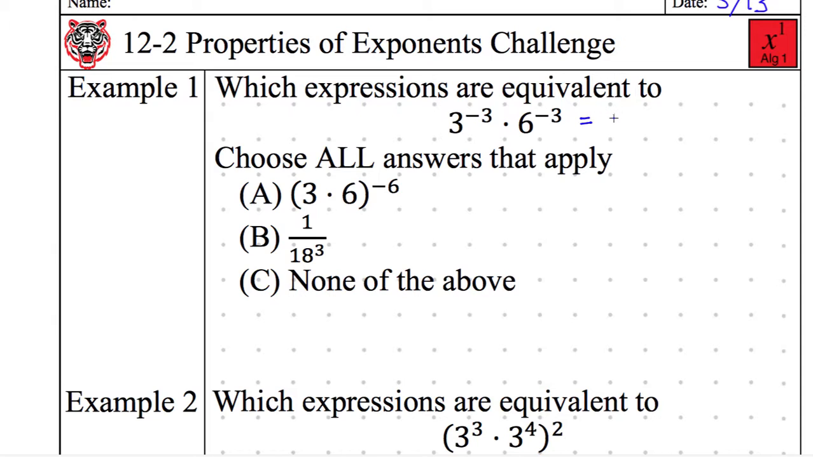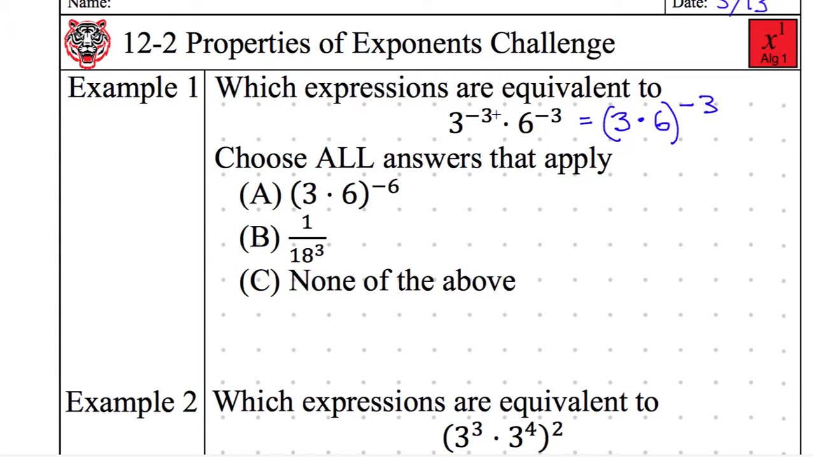This can also be rewritten in the form 3 times 6, all of that in parentheses, to the power of negative 3. It's kind of like going backwards with our second to last property. You can switch these back and forth because if I multiply and distribute this power, this negative 3, into each of these 3 and 6's, then it turns into this form.